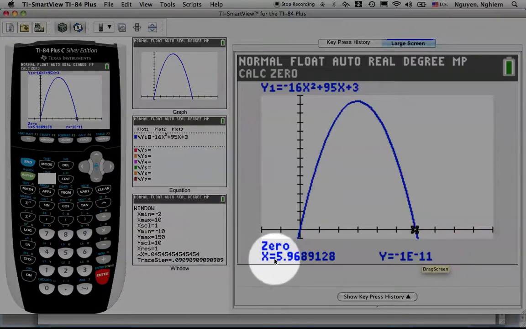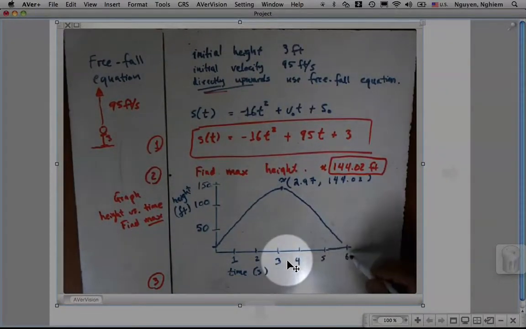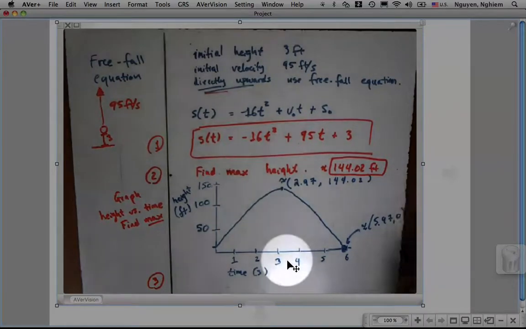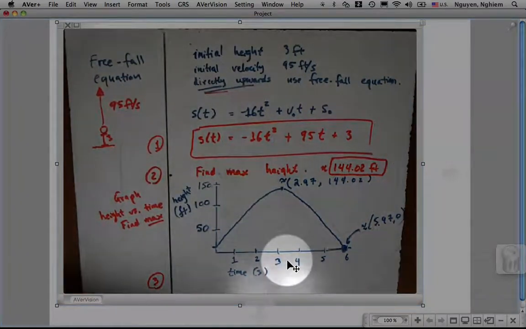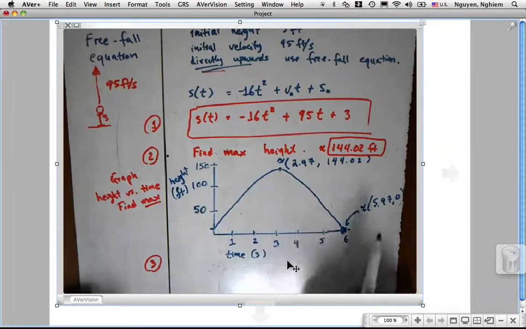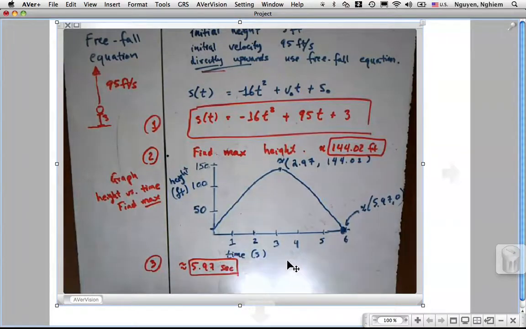And so the x value here is about 5.97. Okay. So if I sketch my graph here, this is 4, 5, 6. This point here is approximately 5.970. So this answers the question, that it will stay in the air for about 5.97 seconds. And so there you have it, a problem with free-falling objects.